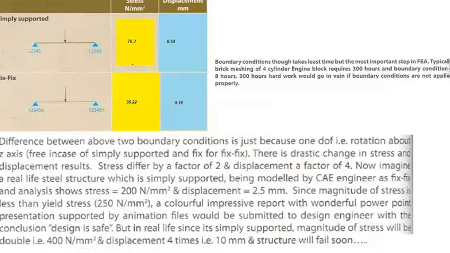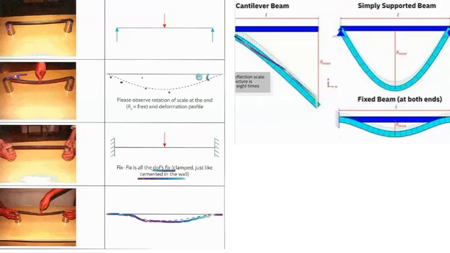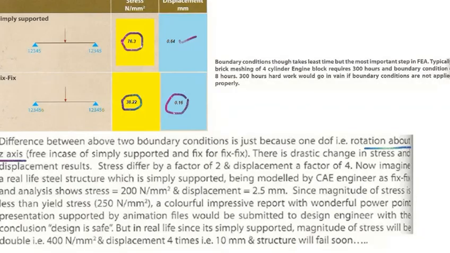In case of fixed, it's only 38, half of the stress. In case of simply supported, the stress is 76. The same way here, deflection is 0.64 in case of simply supported, but in case of fixed, it's just 0.16. So the difference between the two boundary conditions is just because of 1 degree of freedom, that is rotation about the z axis, that we have seen right here. This rotation about z axis is free in case of simply supported and fixed for the fixed case.